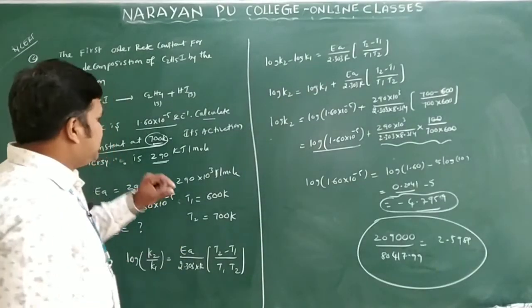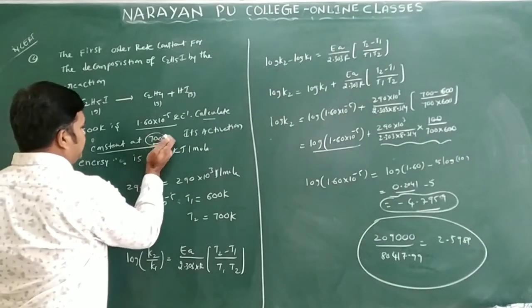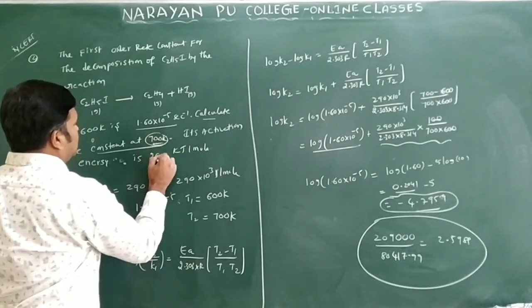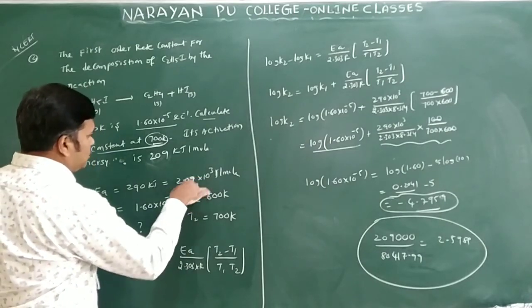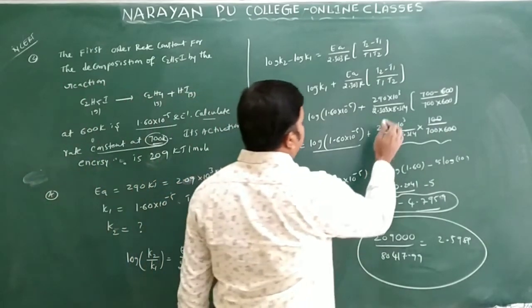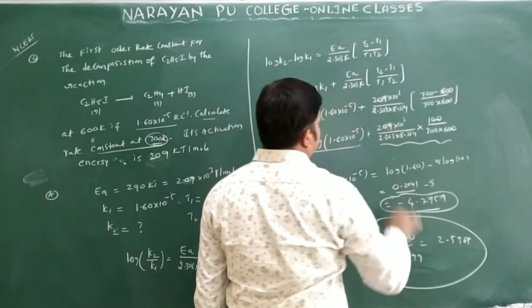Just a small change is there. Actually the value given is 209, not 290. I want to change this one. This is 209 kilojoules. Wherever 290 is there, change it. This is 209, this is 209.